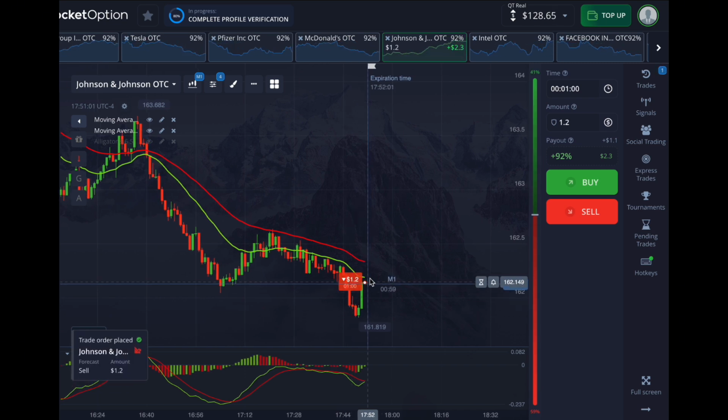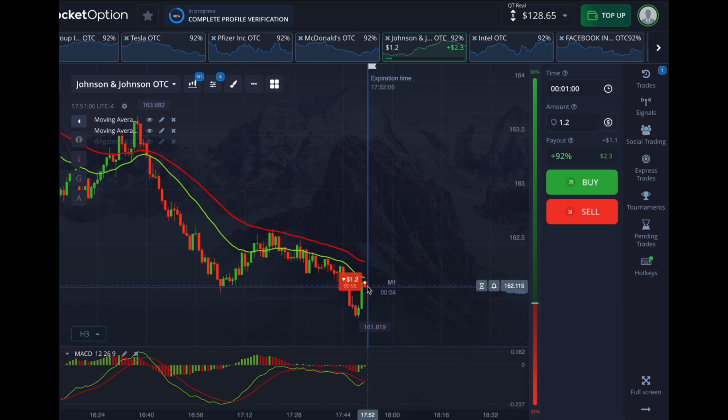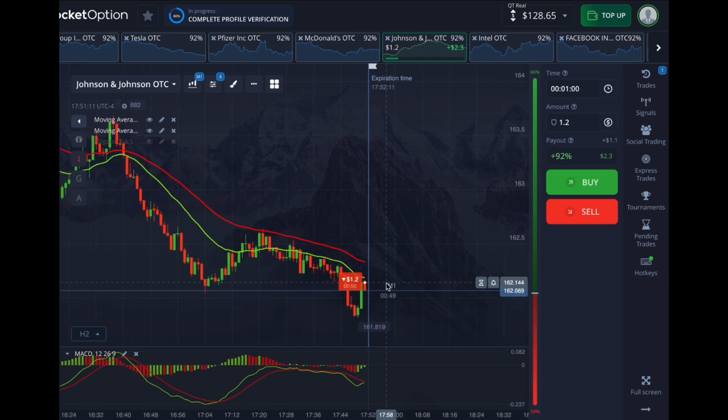Johnson & Johnson has a price rejection, so I'll be entering a trade here. As this is a downtrend, I don't want to risk trading against the trend. Price once again is bouncing off the 25 EMA for double confirmation.